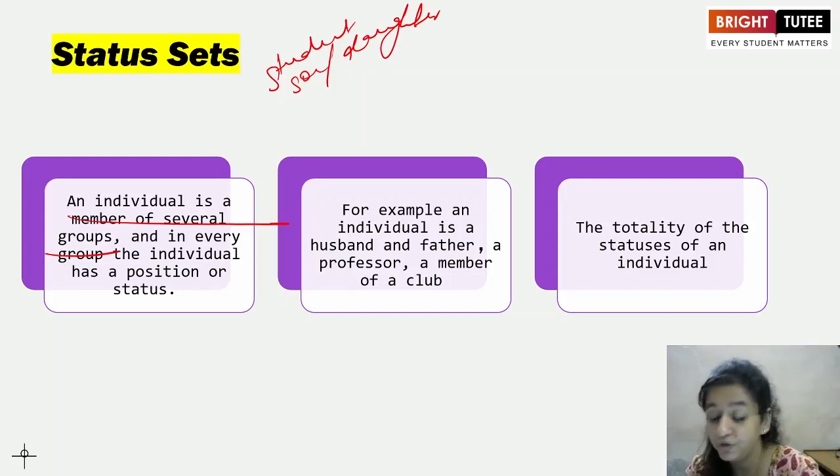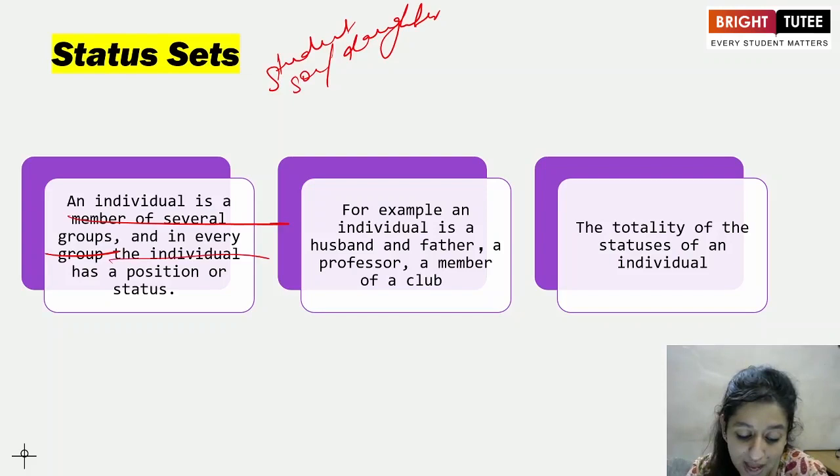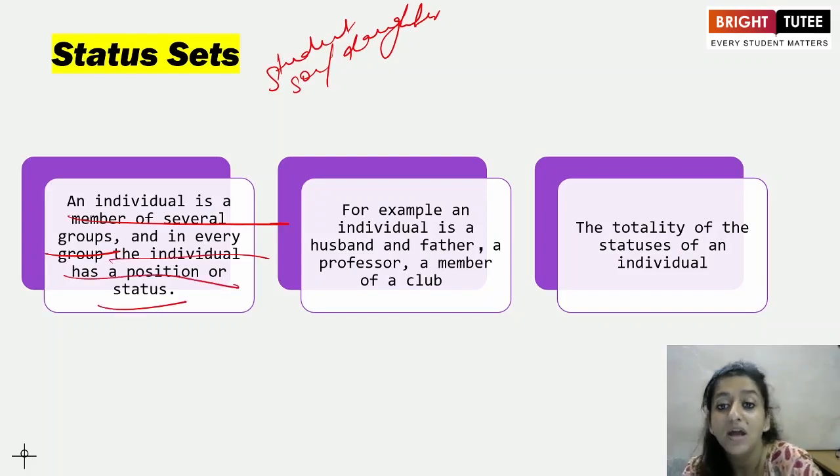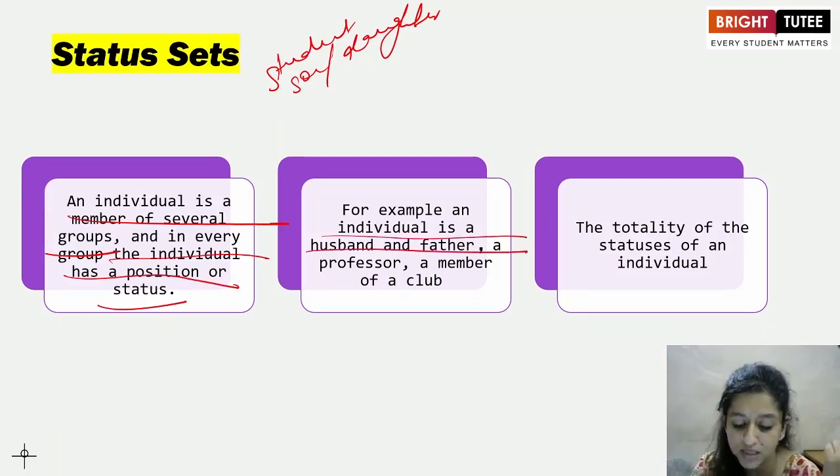You play different roles because of these different statuses that you own, or different roles you have in society. So the individual has different positions and status because you are a part of several groups. For example, an individual is a husband and father, a professor, and a member of a club.